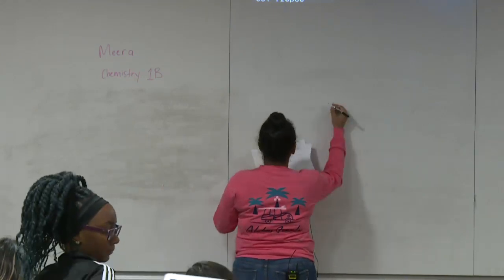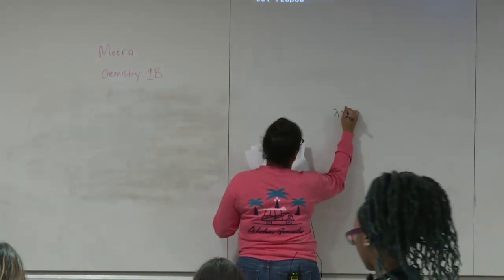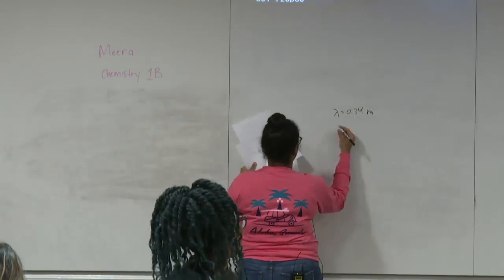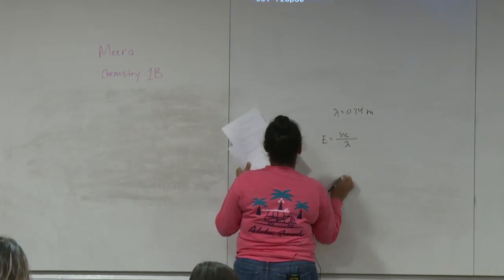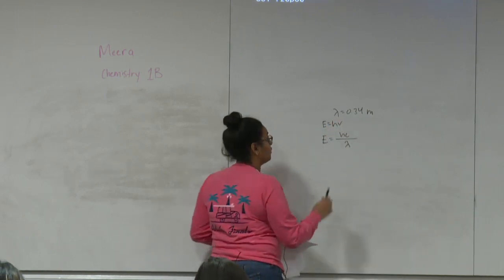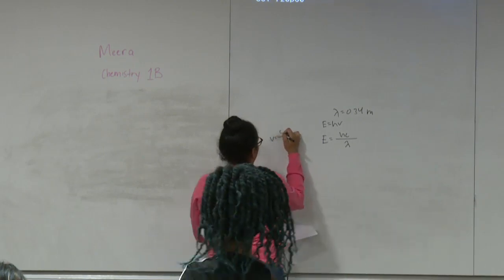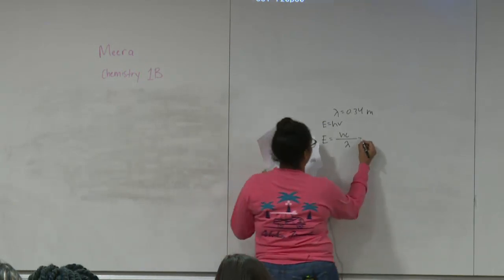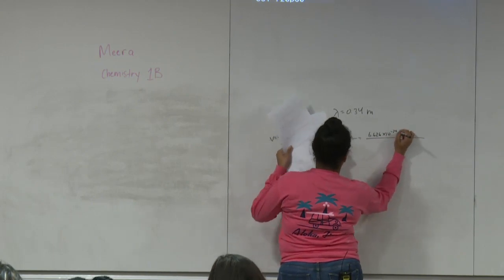Number 17 says, what is the energy in joules of one photon of radiation that has a wavelength of 0.34? So we know our wavelength is 0.34 meters. So this is the time we use this equation, because we don't have our frequency, we're going to put it into this so we get that. H is the Rydberg. No, H is Planck's. Oh, Rydberg is the one with the.